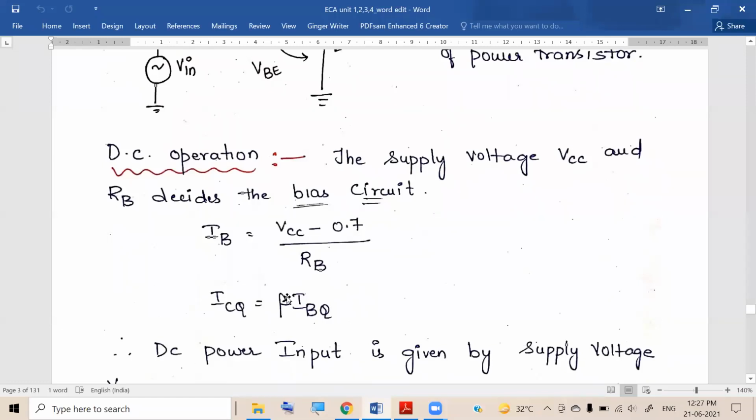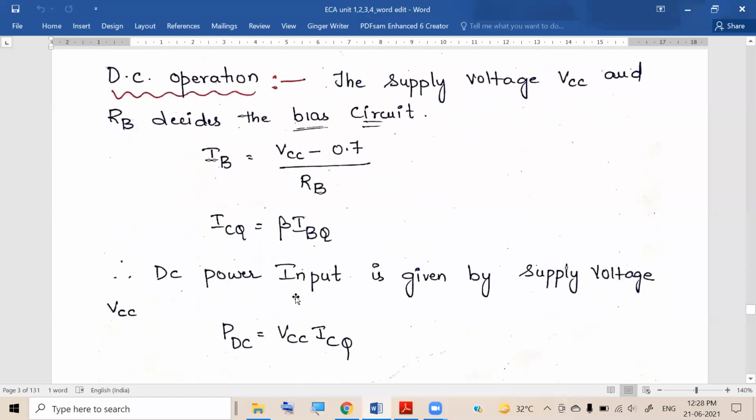So beta is a constant. From the transistor data sheet, you can get the value of beta. Usually, its range is from 50 to 200. So once we get the IC from IB, so far we are dealing with only DC values. Hence we have Q representing quiescent or DC conditions.